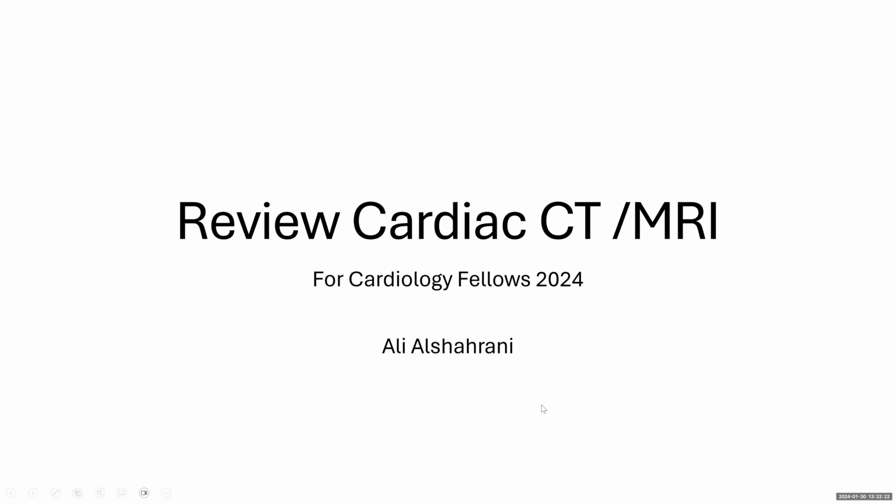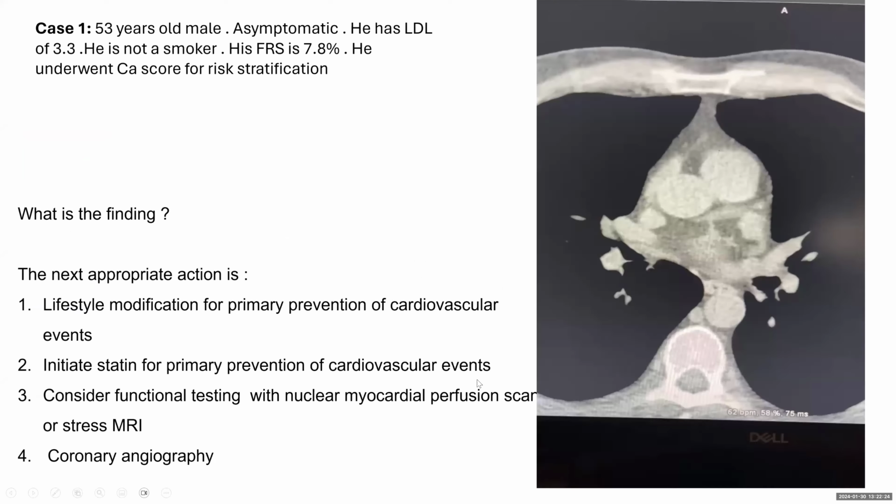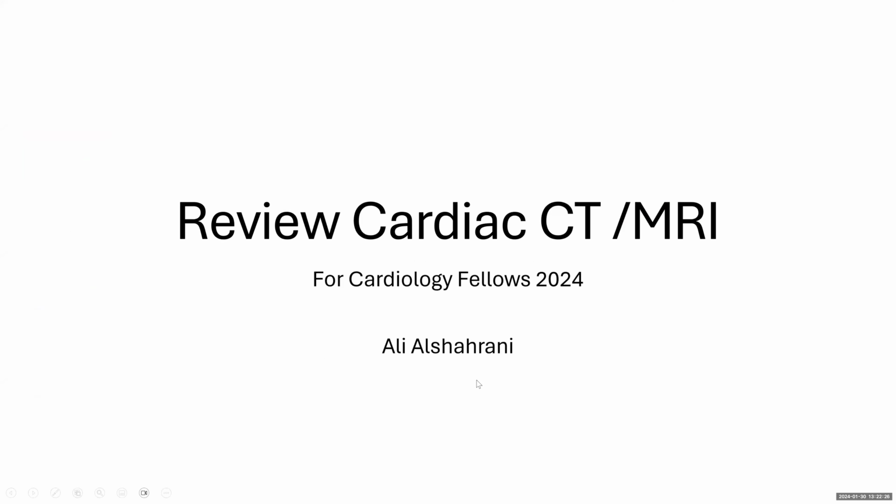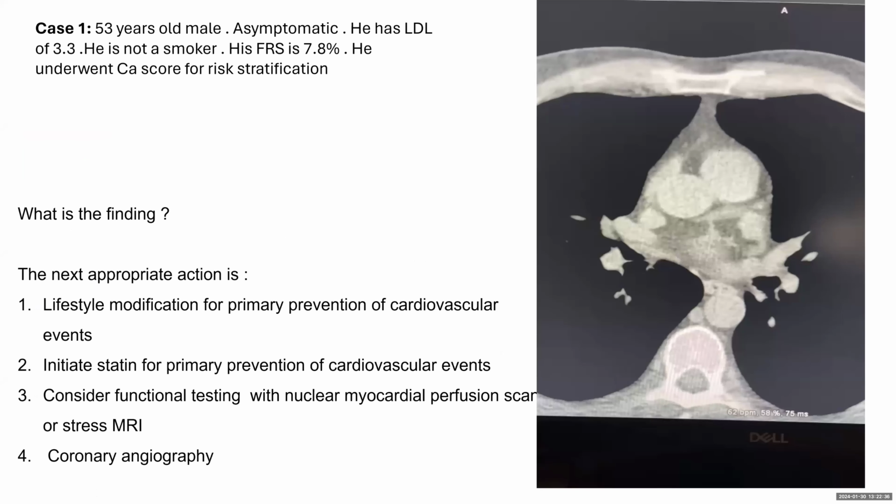Okay, so I'll start with cardiac CT and MRI because I think cardiac CT and MRI are not as taught as they should be. So we'll go over the cases, and as we present the cases, I will also try to give the approach that you should probably just keep in your mind. So the first case is a 53-year-old male.